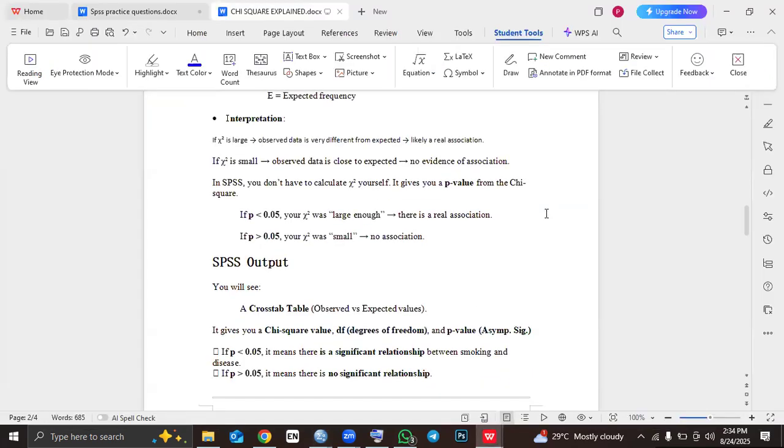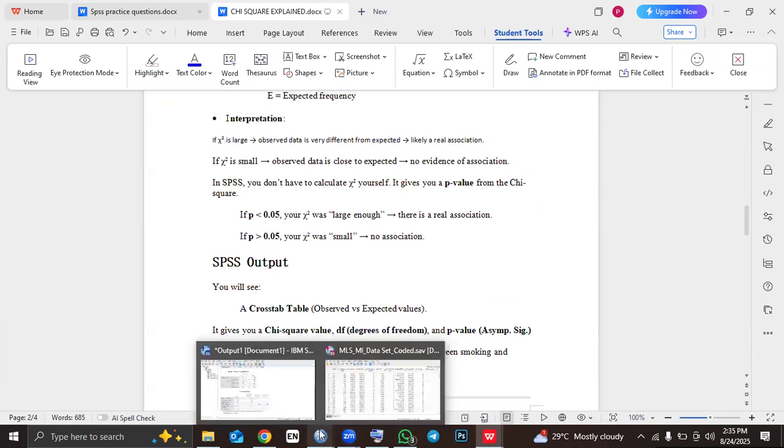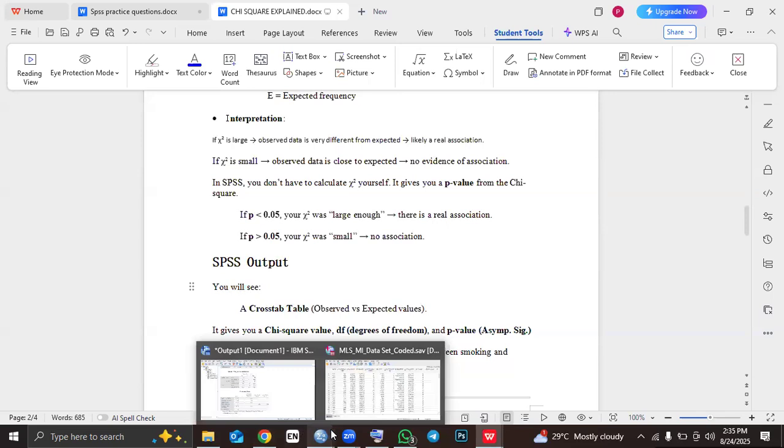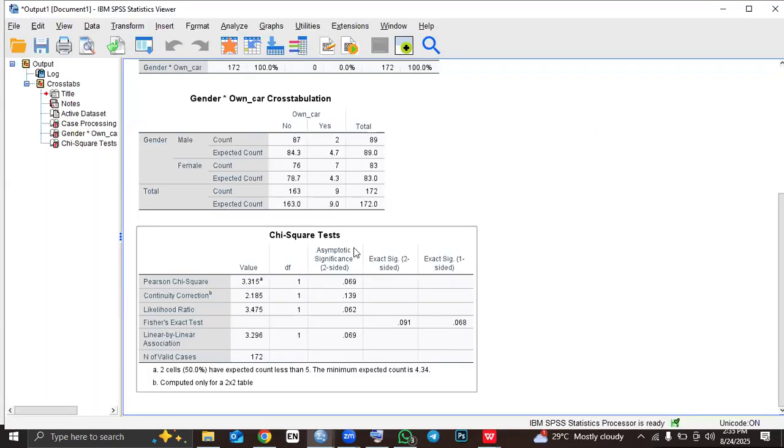Now, after SPSS has been able to generate your chi-square table for you, the next question will be, how will I know if the chi-square value is large or not? In order for you to know whether the chi-square value is large or not, you will have to check your p-value from your chi-square, and this is representing the p-value. You have to check your p-value.